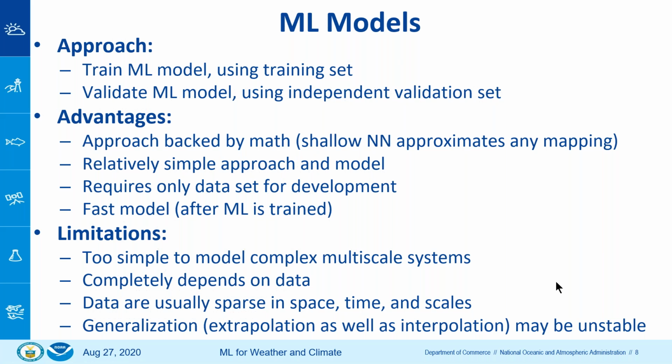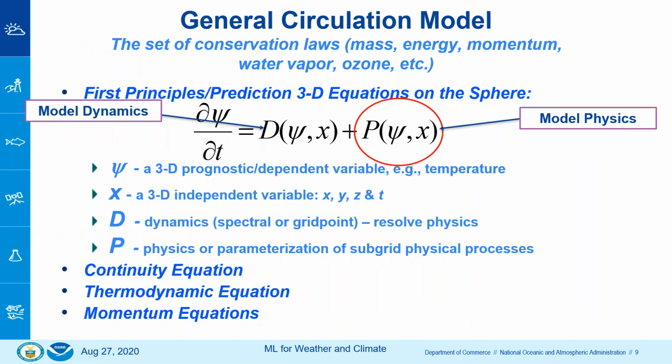So now let's look at the opposite side of the spectrum, at the model which is based only on physics, on physical first principles. I will talk about it very quickly because you are all very well familiar with general circulation models like our GFS, CFS. It's based on a set of conservation laws and on a system of 3D partial differential equations on the sphere. And symbolically it can be written in this way, where D is model dynamics, or resolved physics, and P is model physics, which effectively parameterizes subgrid processes. And it's a time-consuming component, a very time-consuming component.